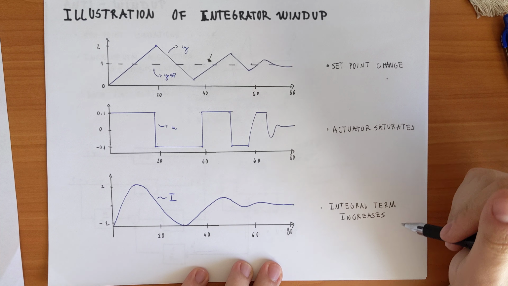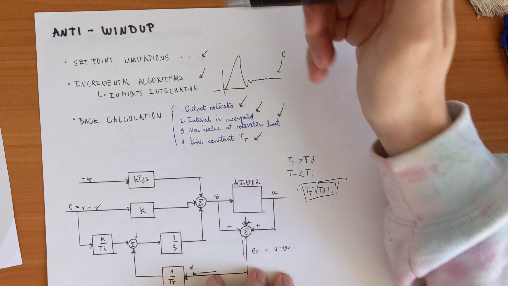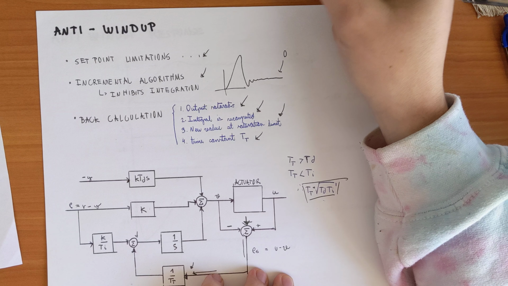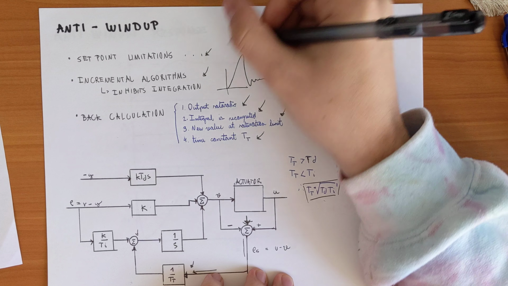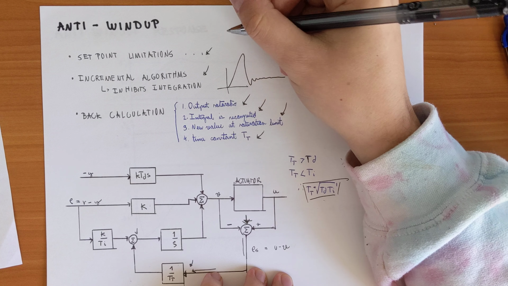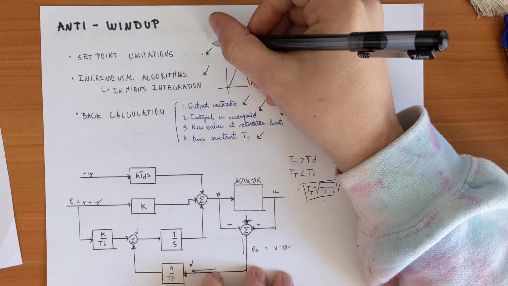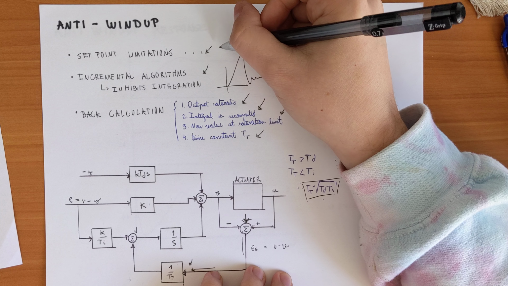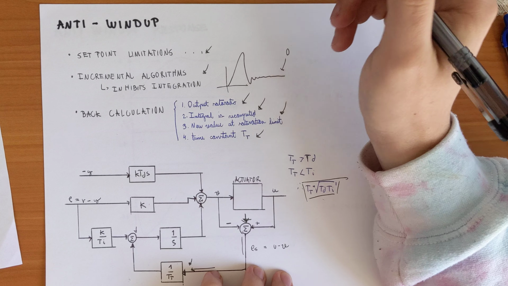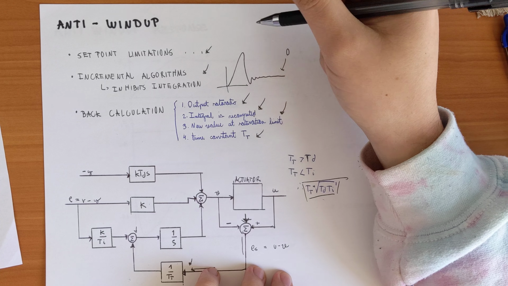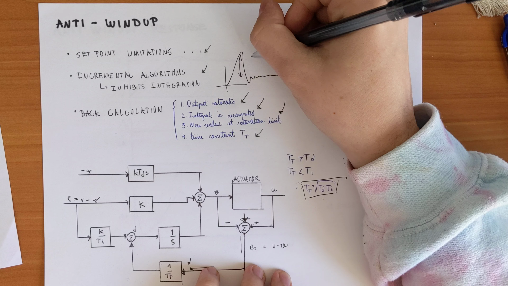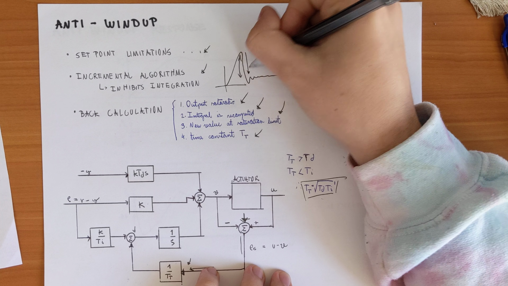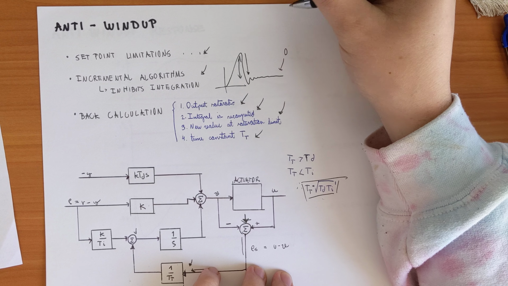How can we fix this? So in the early days, we had set point limitations, which was basically limiting your system to a certain value. But this can be not very useful, or expensive, or time consuming. Then incremental algorithms were created, which inhibit the integration factor. So if our integral shoots up a lot, this algorithm will reduce it and try to keep it at 0, so balanced.